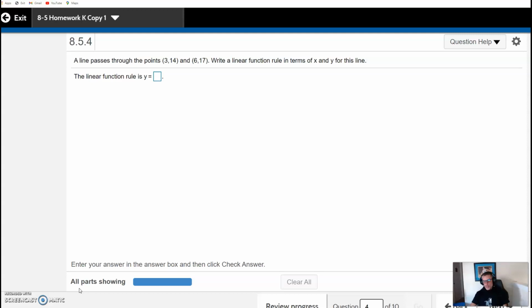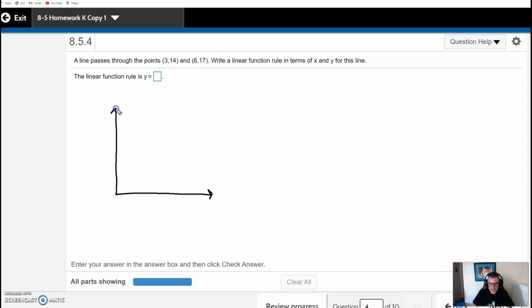So I'm actually going to start with number 4 on this one. It says a line passes through the points, and then it gives me 2 points here. Write a linear function rule in terms of x and y for this line. Okay, so what is going on here is we don't have the graph, but they did give us 2 points.